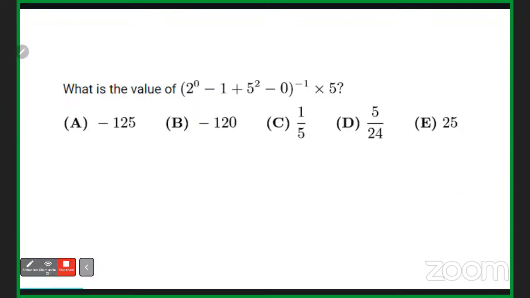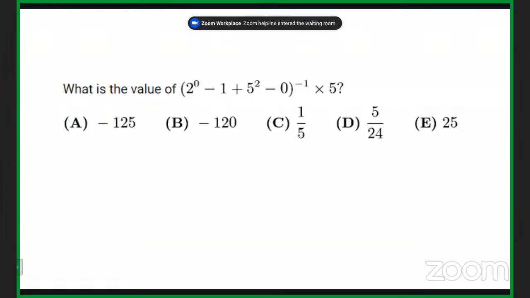Okay, this is your second question. I will give you 30 seconds for solving this. Ma'am, option C, 1/5. C, 1/5. Okay.